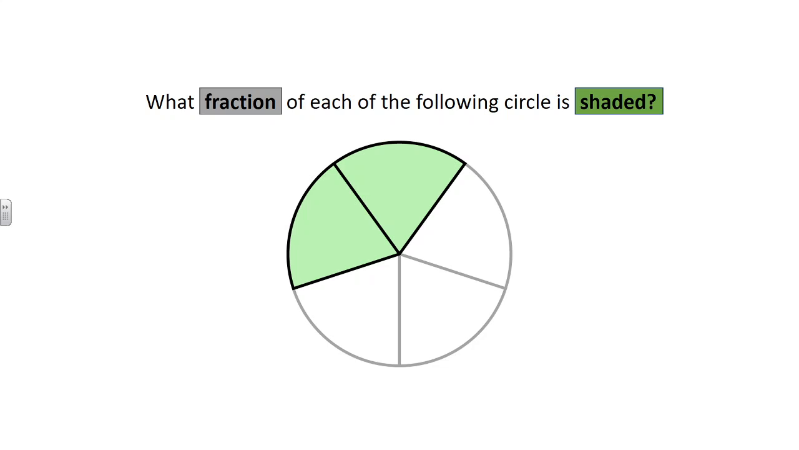So what fraction of each of the following circles is shaded? So it's 2 sections out of how many sections there are altogether. So this one would be 2/5. Okay?